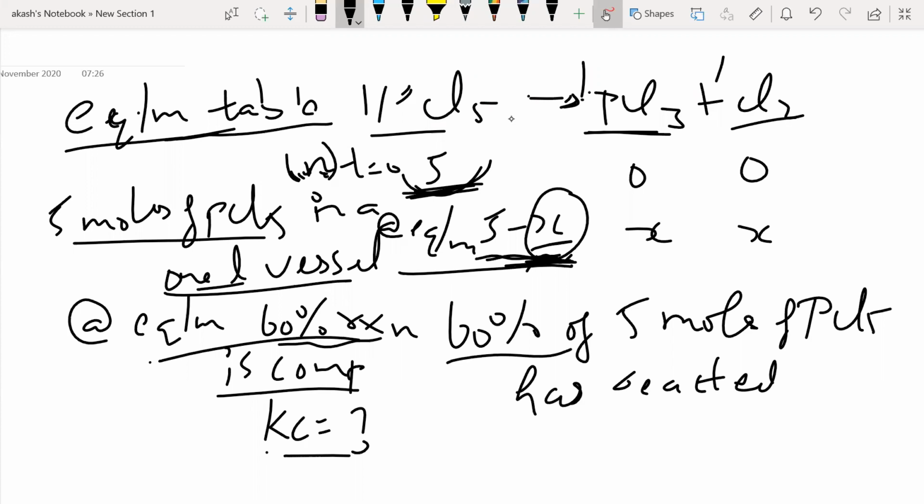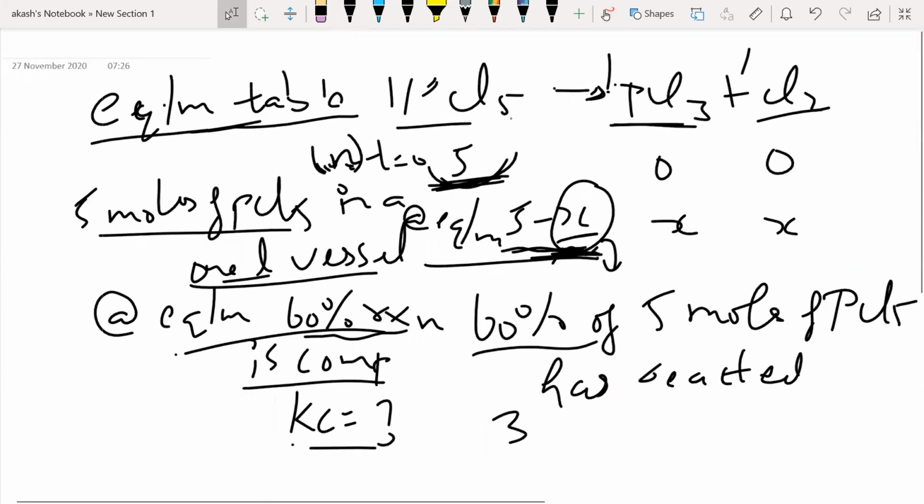3. Right, you can calculate using the formula or logic. 60% of 5 is basically going to be 3. So now you can easily find the X value. That is what is getting converted, isn't it? 60% of this PCl5 is converted to the products, so this X is basically going to be 3.